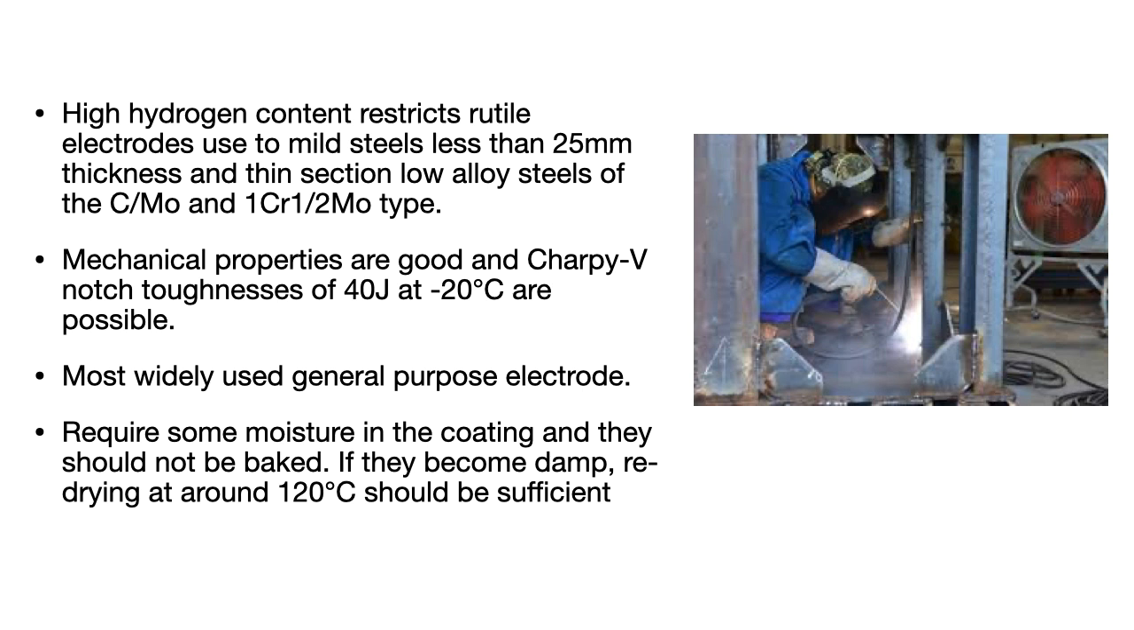Since the flux of rutile electrodes also requires a certain amount of moisture, baking is not recommended unless it is very damp. If it is damp, normally it is baked at around 120 degrees Celsius, but we cannot generalize that because the baking conditions are different for different manufacturers of electrodes. So what we normally do is refer to the manufacturer data sheet and see what the requirements of baking are. So today I will wind up the lecture with this.